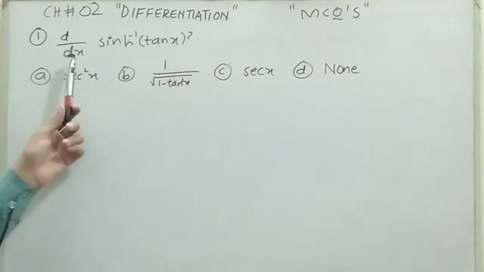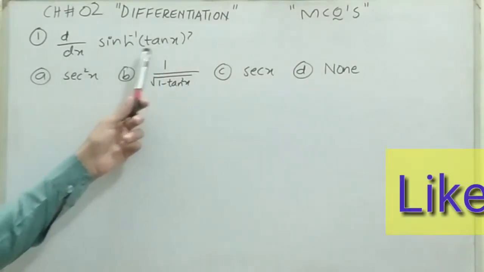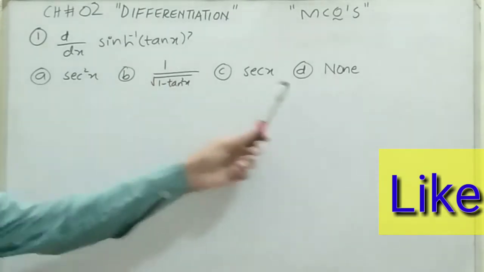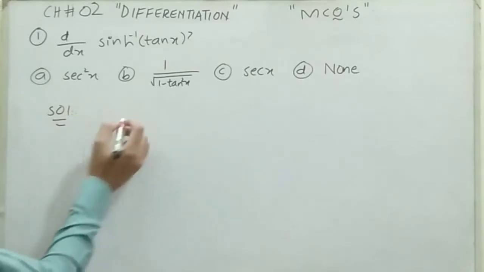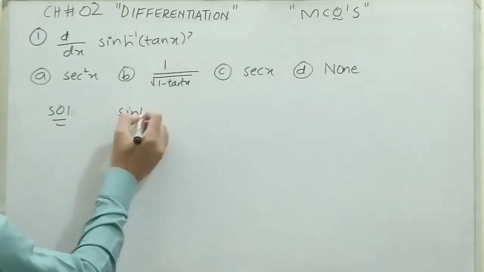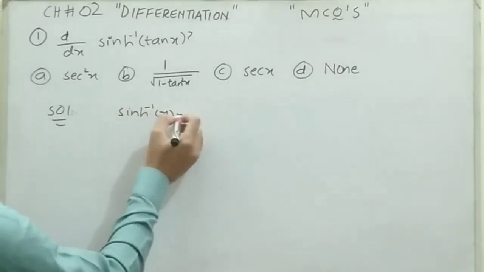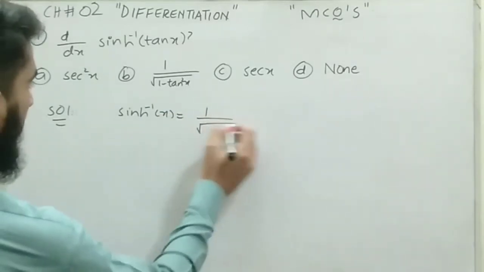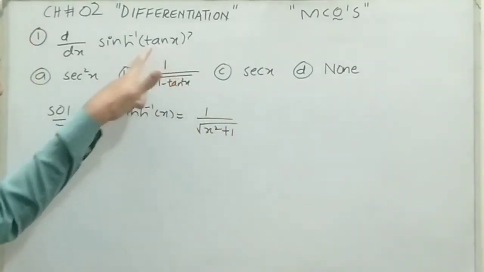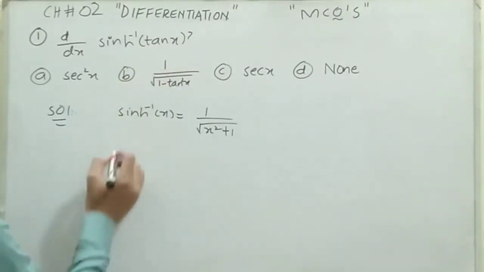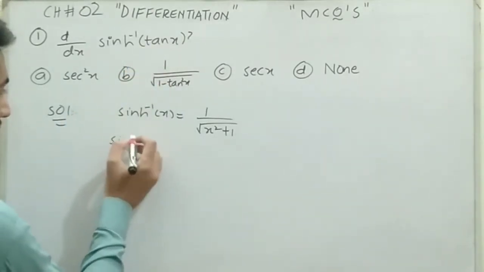It asks for the derivative of sine hyperbolic inverse of tangent x. Four options are given. So let's move towards the solution of MCQ number 1. Remember that the derivative of sine hyperbolic inverse of x is always equal to 1 over the square root of x square plus 1. But over here the function is tangent x in place of x. So we will replace x with tangent x.